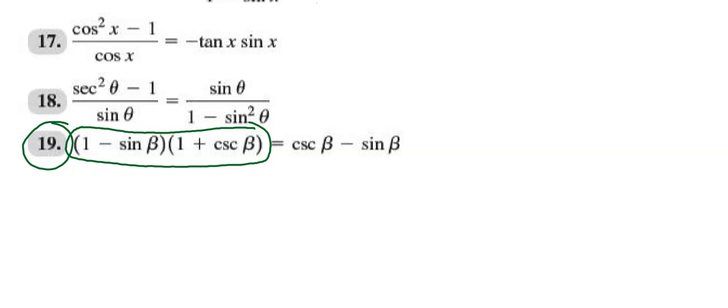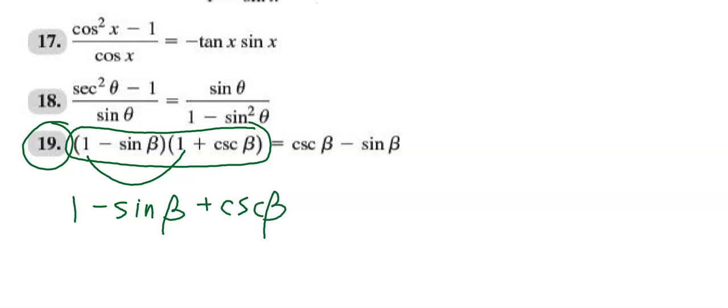So when we multiply these together, what do we end up getting? 1 minus sine beta plus cosecant beta minus sine beta cosecant beta. Okay, all we're doing is foiling. First, outsides, insides, last. Same thing you did when you were in Algebra 1. Just not with trig functions.